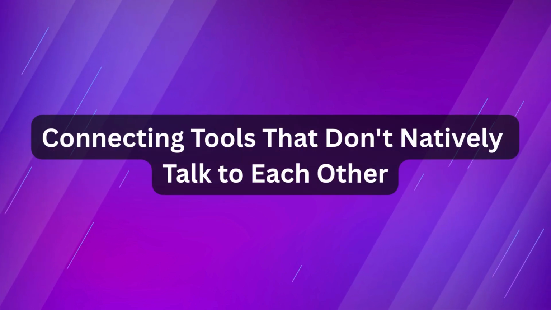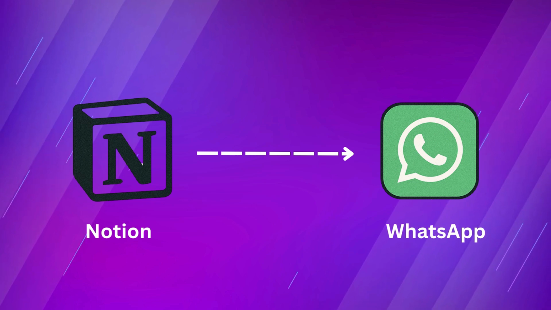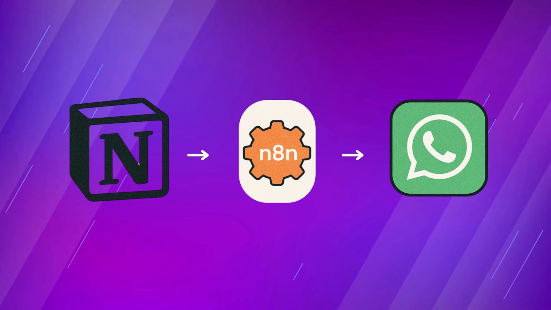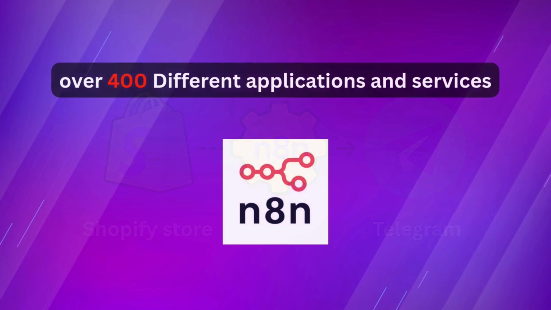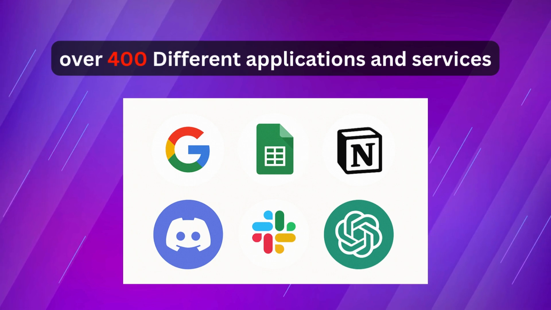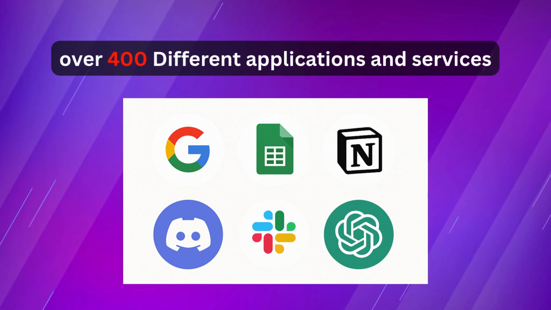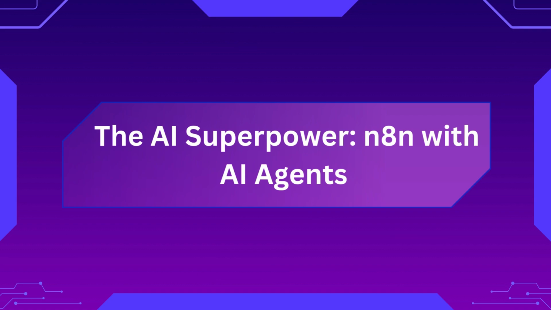Connecting tools that don't natively talk to each other. Ever wished you could automatically create a new task in Notion every time you get an important WhatsApp message? n8n can bridge that gap. Or maybe when someone buys from your Shopify store, you want to send them an automated welcome message on Telegram? n8n makes that happen. n8n supports connections with over 400 different applications and services. We're talking Google and Google Sheets, Notion, Discord, Slack, Twilio, and crucially for our discussion today, AI platforms like OpenAI's ChatGPT.